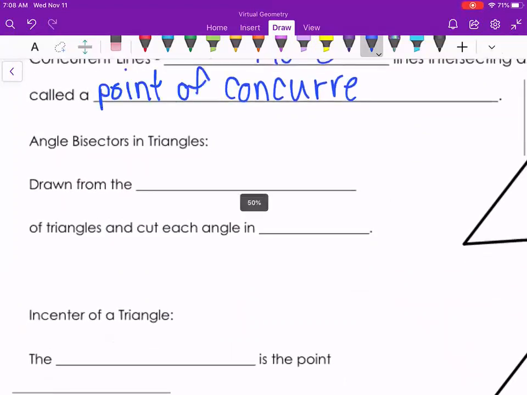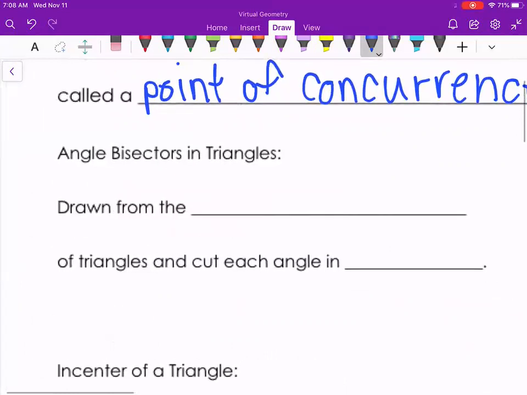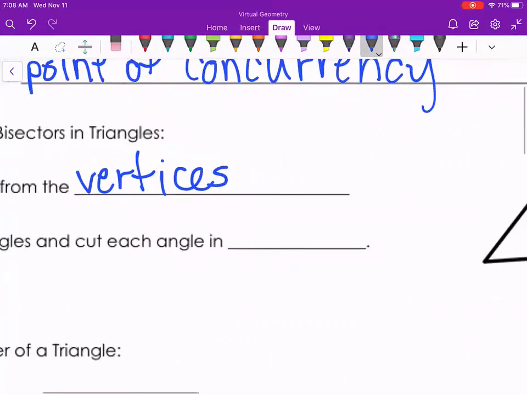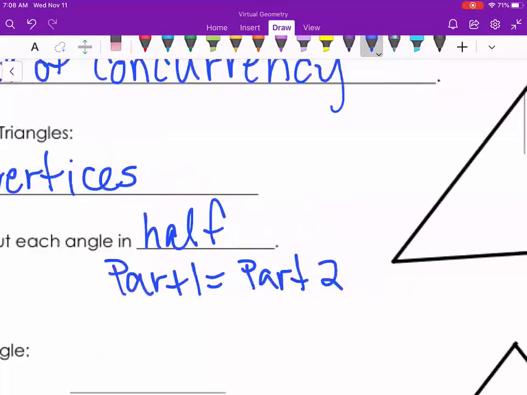So when it comes to your angle bisectors and triangles, when we draw these out, these are going to have to be drawn from the vertices of the triangles, and they're going to cut each angle in half. And again, that's where the idea of making part 1 equal to part 2 comes from. So you're creating the 2 parts when you're cutting your angles in half.